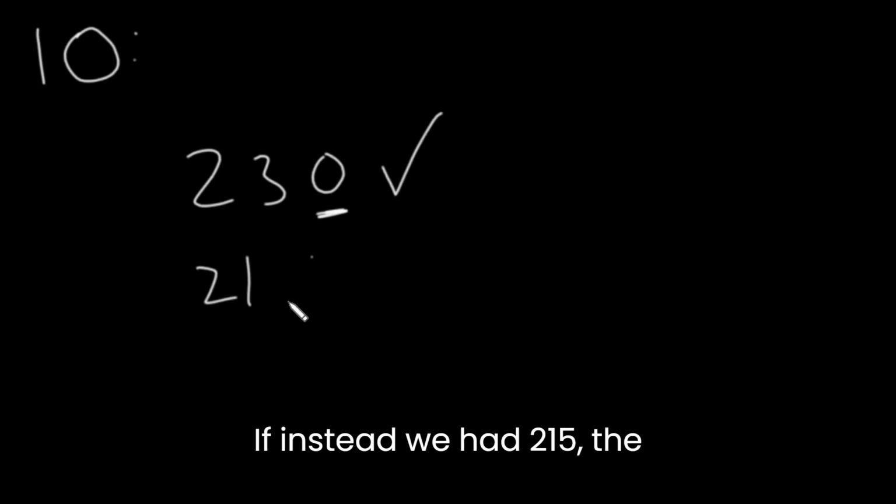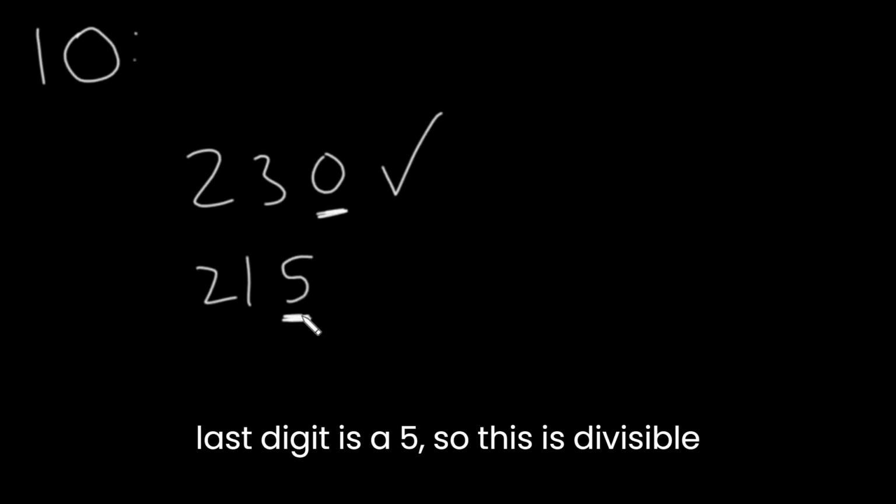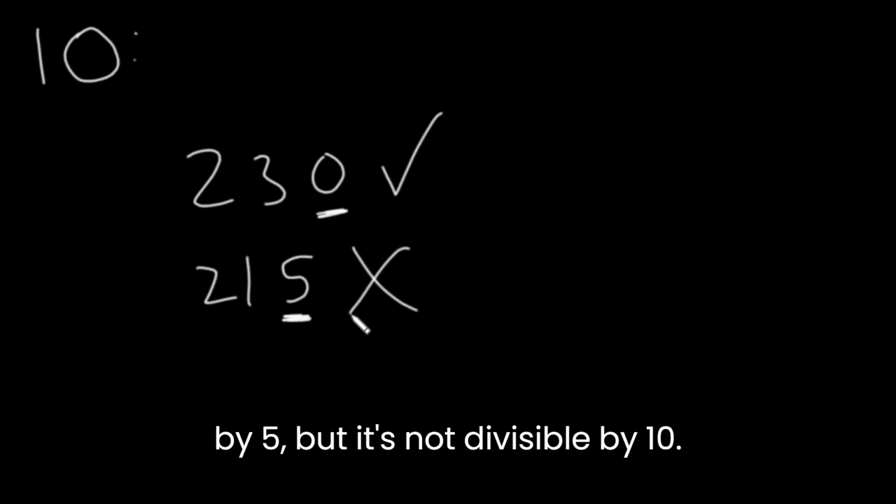The divisibility trick for 10 is very similar to the divisibility trick for 5. All we have to do is look at the last digit. If the last digit is a 0, it's divisible by 10. If not, it isn't divisible by 10. Let's say we have 230. The last digit is a 0, so this will be divisible by 10. If instead we had 215, the last digit is a 5. So this is divisible by 5, but it's not divisible by 10.